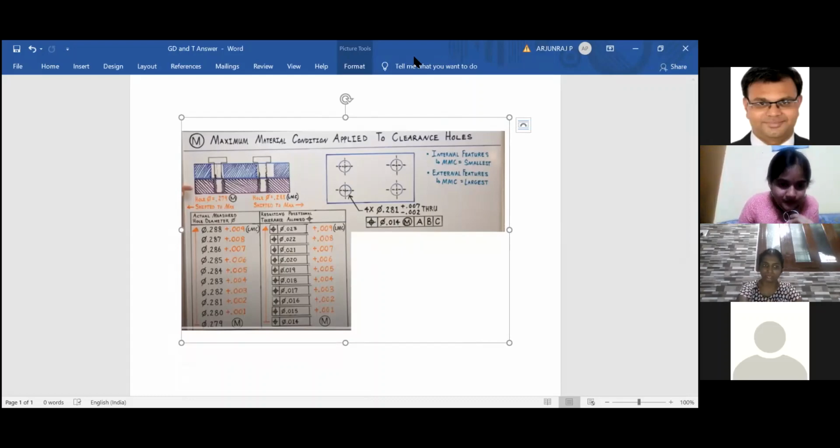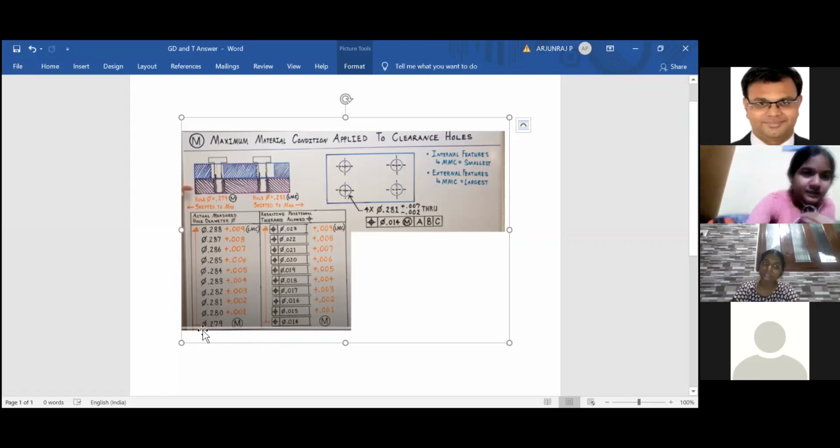You see here, the question is 0.281 minus 0.02 will become the MMC. That is nothing but 0.279. And 0.288 is nothing but the least material condition. The question is very simple actually. There is no rocket science. Even previously also I told you the same simple question only.